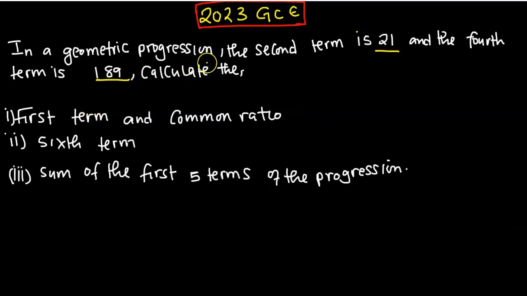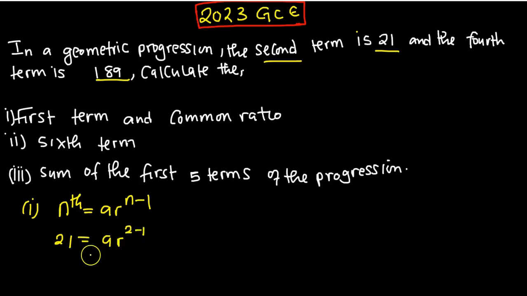Okay. So in the geometric progression, the second term is 21 and the fourth term is 189. Calculate the first term and common ratio. So this question, the way you deal with it, I think we solved quite a number of them. So by now, we know what to do. So the first part, we're going to go nth term equal to a r^(n minus 1). Okay, so it has two parts. The second term is equal to 21, equal to a r, where n we put 2 minus 1. So it's going to be 21 equal to a r.